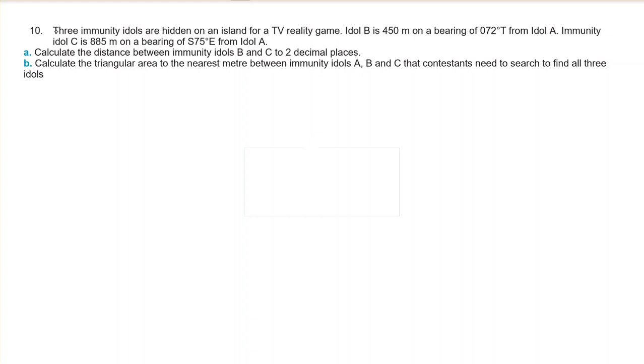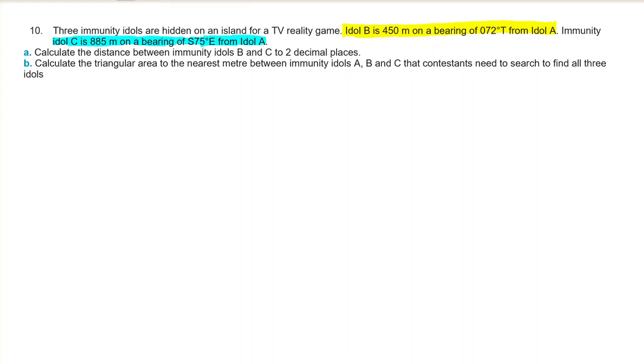The question says, 3 immunity idols are hidden on an island for a TV reality game. Idol B is 450 meters on a bearing of 72 degrees true north from idol A. We have idol C, which is 885 meters on a bearing of 75 degrees southeast from idol A. So I want to try and plot these.